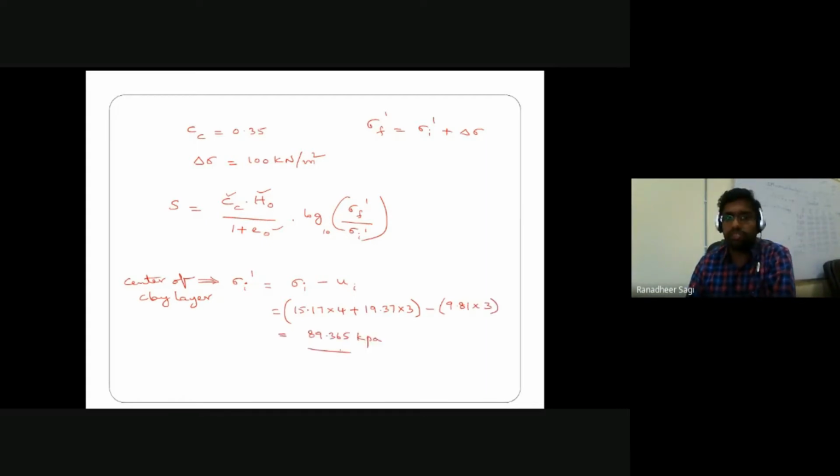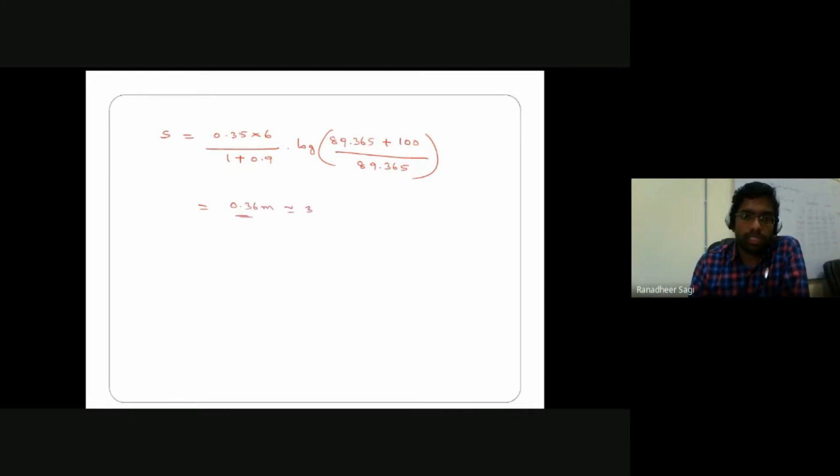So the initial effective stress at the center of the clay layer is 89.365 kilopascal. Then if I go on to calculate the settlement in the soil strata, Cc is given as 0.35, the height of the clay layer is 6 meters, divided by 1 plus, what was the initial void ratio in the clay layer?